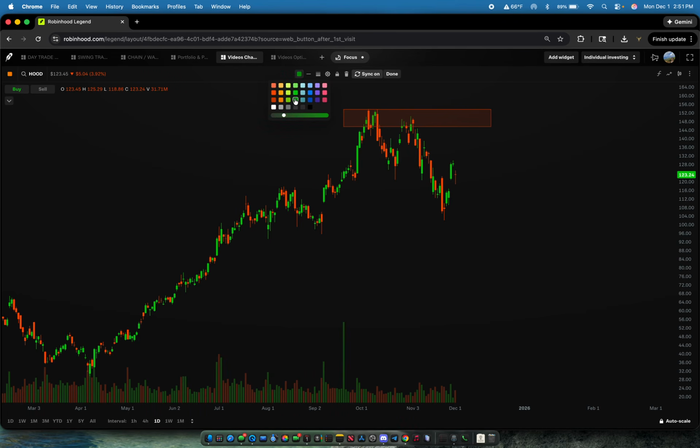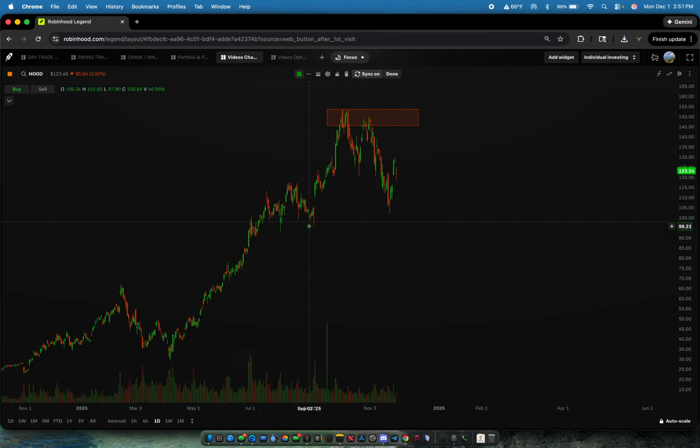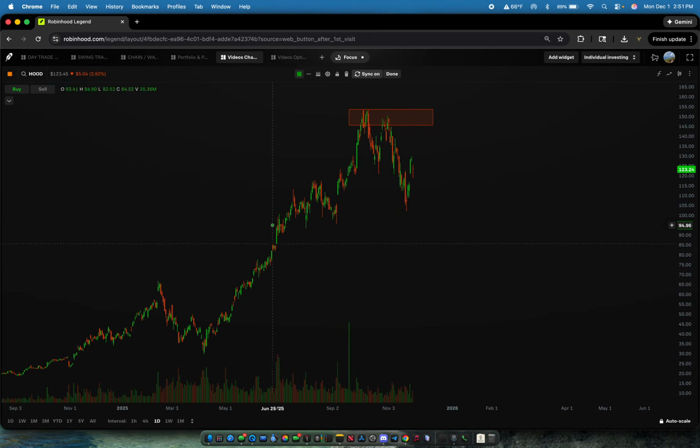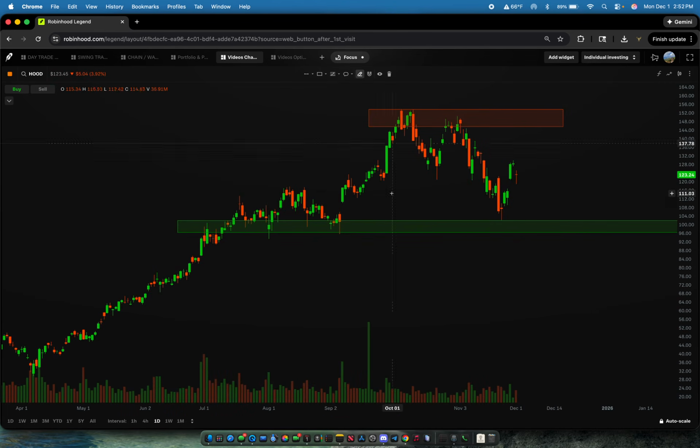I'm going to change that supply zone to the green zone, and I'm going to look for an area where Robinhood has bounced off multiple times. So it looks like we have something right here. I'm going to give myself a range between these levels right here, and it looks like Robinhood has touched that zone multiple times, and it has bounced off it every single time. So this is a demand zone.